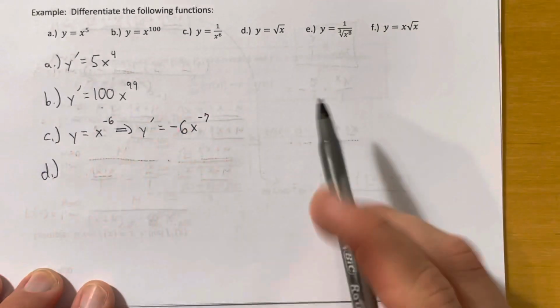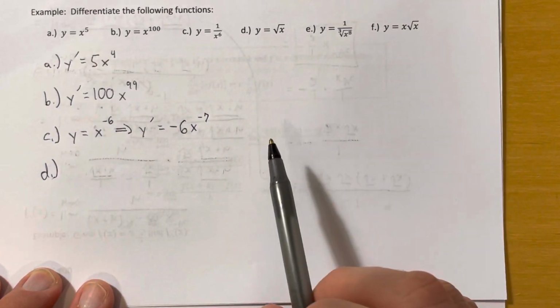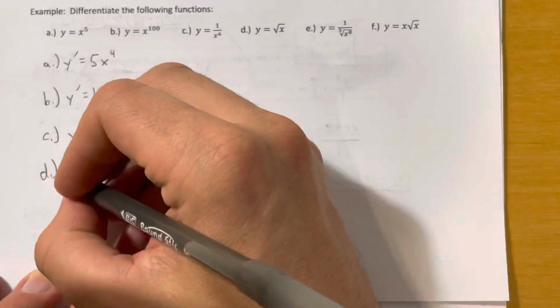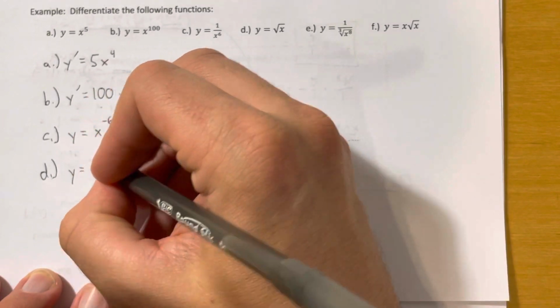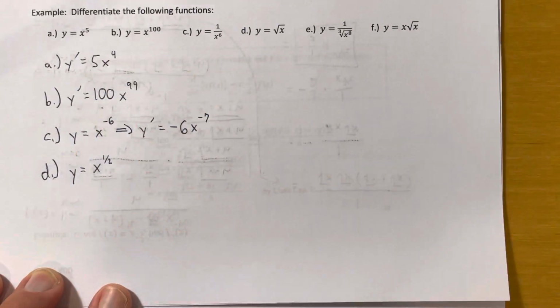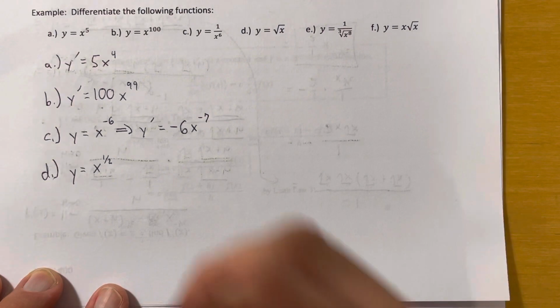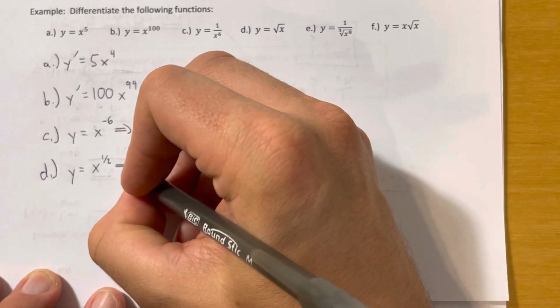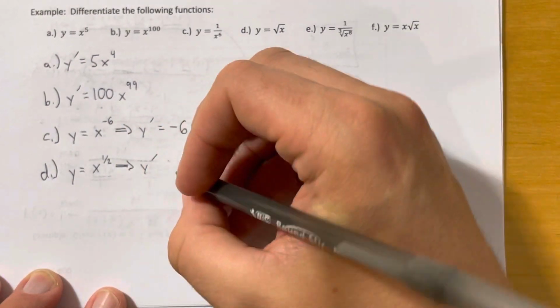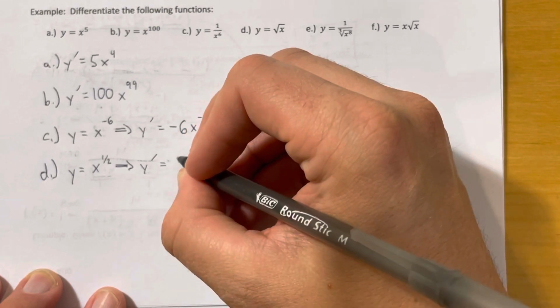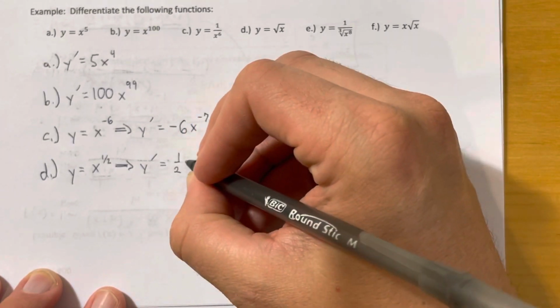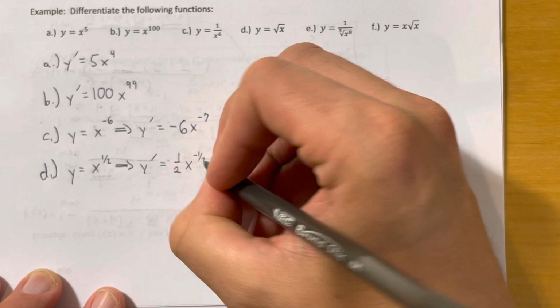D. What's the derivative of y equals the square root of x? Well, I mentioned that one earlier. It needs to be rewritten in the form of a power function, which is x to the 1/2 power. This y prime is going to equal 1/2 x to the negative 1/2 power.